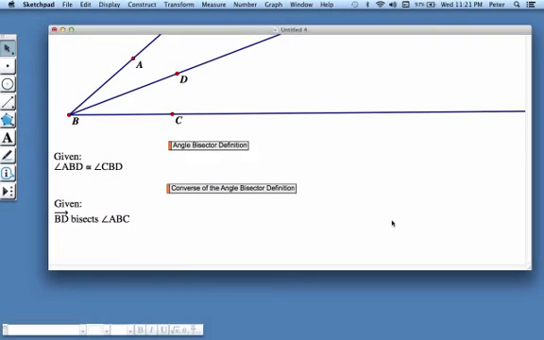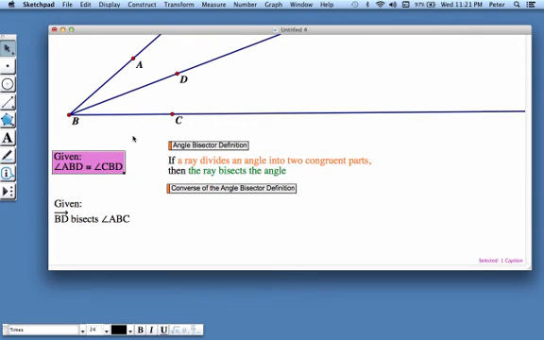Okay, let's quickly turn our attention to angles. An angle bisector is a ray that divides a larger angle into 2 congruent parts. So imagine that you were working on a problem where you were given that 2 smaller angles were congruent that were part of a larger angle. You would use this definition. If a ray divides an angle into 2 congruent parts, then the ray bisects the angle. Again, what we were given, that ABD is congruent to CBD, shows up in the if, or the hypothesis, and our conclusion is that the ray bisects the angle.